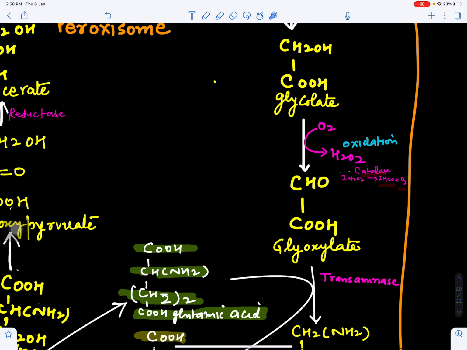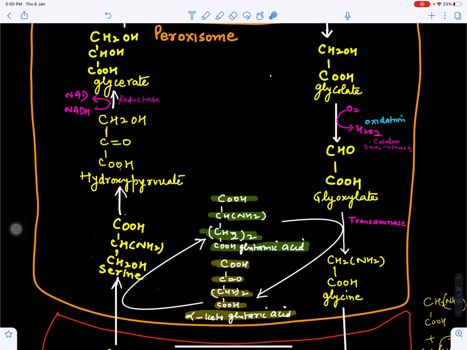Now this glycolate, after oxidation, will form glyoxylate. Here this will be converted to an aldehyde group, CHO group. So this is called glyoxylate. Now this glyoxylate will accept one amino group at this position, and this will be converted to glycine.